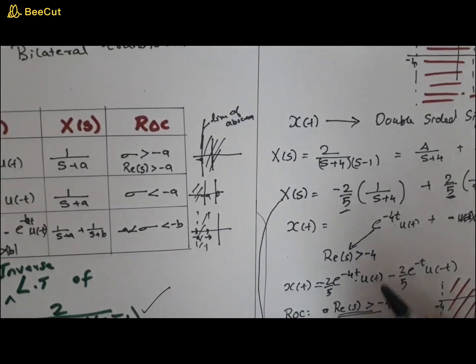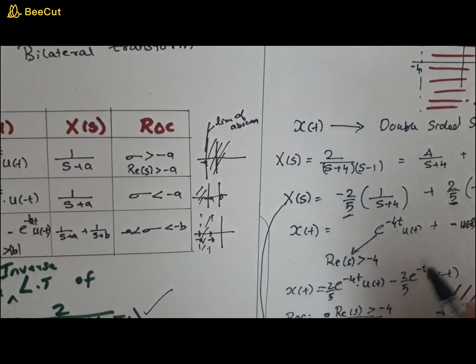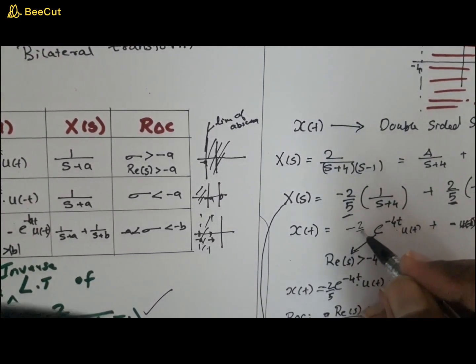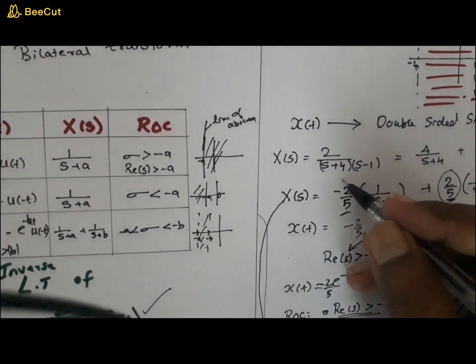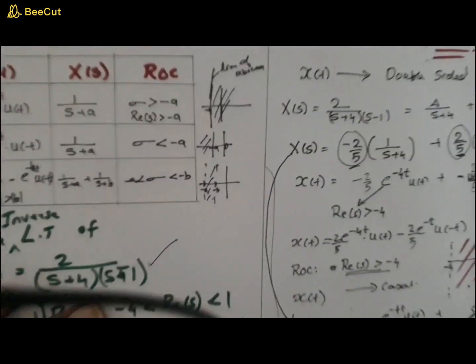Here also you should put minus 2 by 5. This is minus 2 by 5. This is 2 by 5. Don't forget to put this. This coefficient is very important.